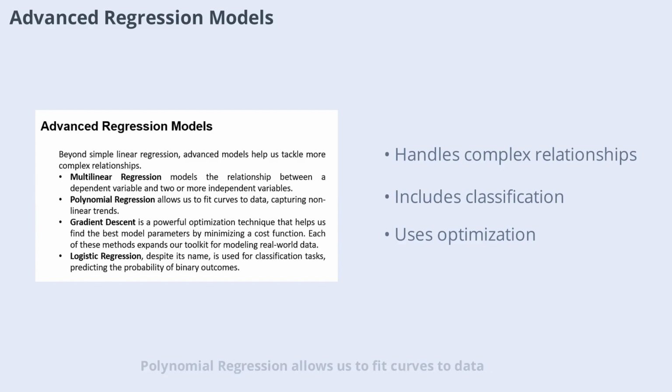Polynomial regression allows us to fit curves to data, capturing nonlinear trends. Logistic regression, despite its name, is used for classification tasks, predicting the probability of binary outcomes. Gradient descent is a powerful optimization technique that helps us find the best model parameters by minimizing a cost function. Each of these methods expands our toolkit for modeling real-world data.